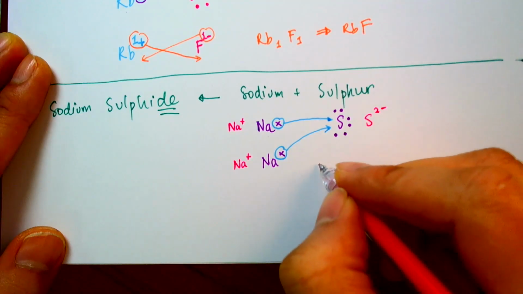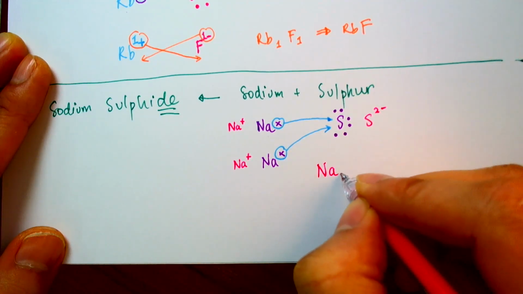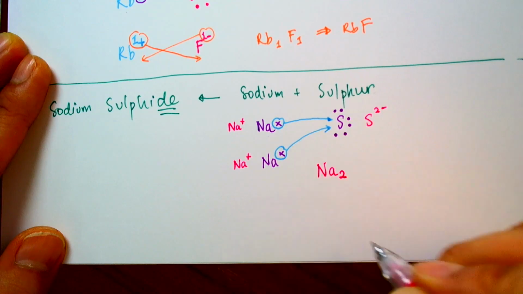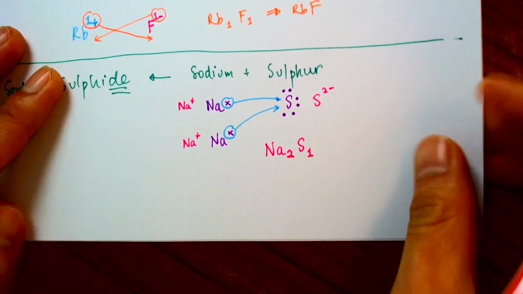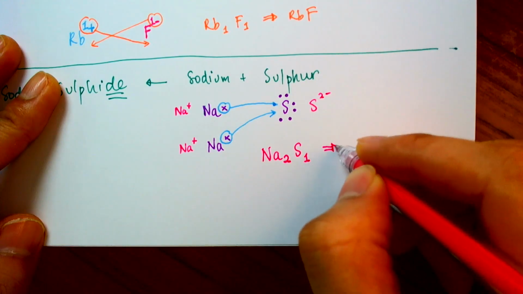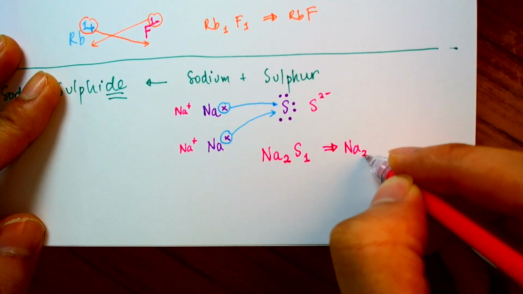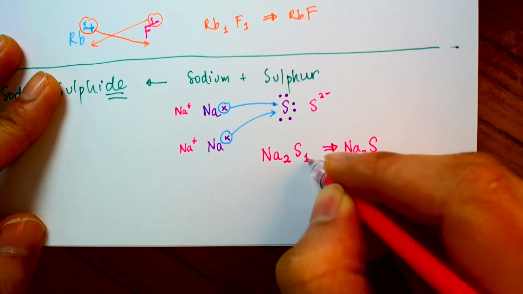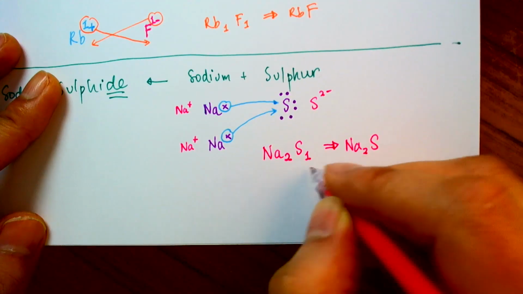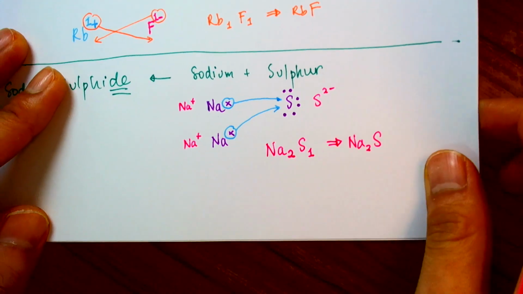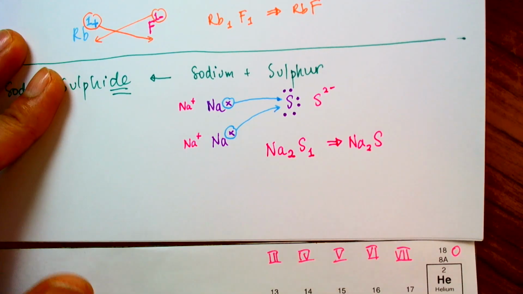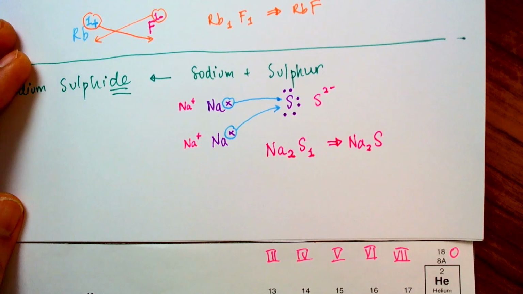Hence we end up with a formula of Na2, because I need 2 sodium and 1 sulfur. But of course I can write this as just Na2S without the 1 on the S, because all the number 1s are implicit, so I don't have to write the number 1s. Now let's take a look at the shortcut way that I would have done this.